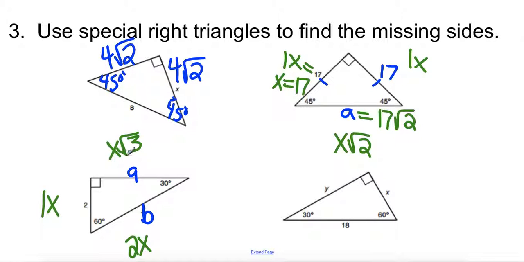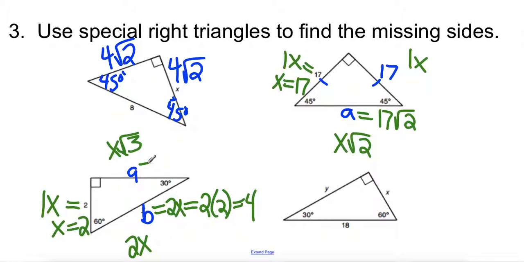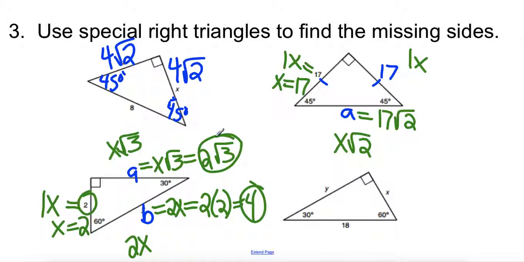The only side that we know is this one, that 1x equals 2, which means that x equals 2. So if we want to find b, well, b is equal to 2x, and we just said that x was 2, so b is going to be 2 times 2, which is 4. And a, we said, is going to be equal to x root 3, and we just said that x is 2, so this side is going to be 2 root 3. So the sides of this triangle are 2, 4, and 2 root 3.